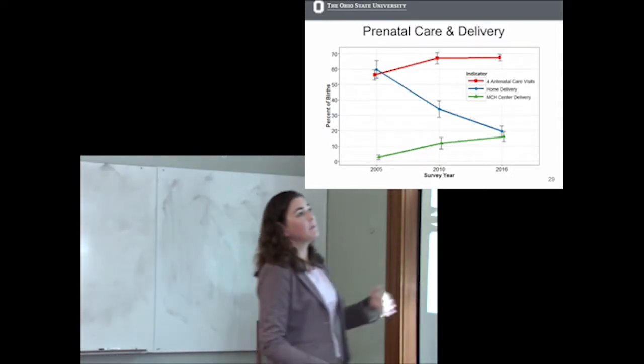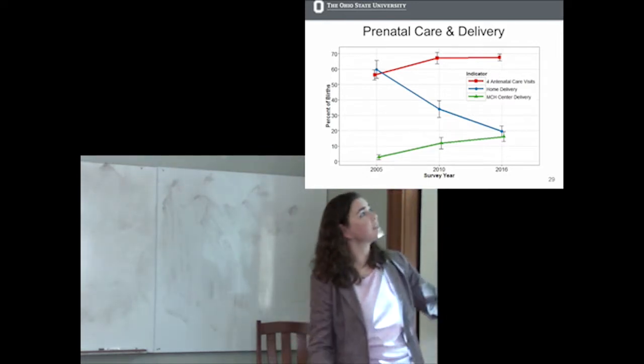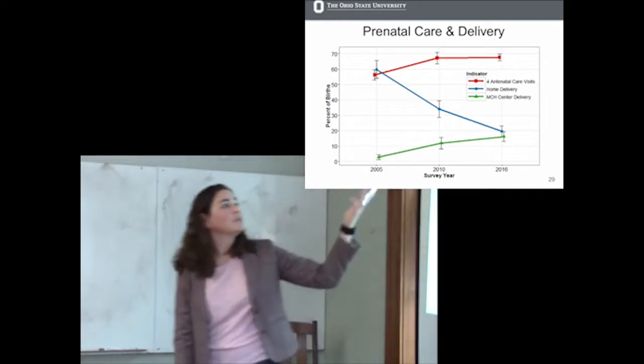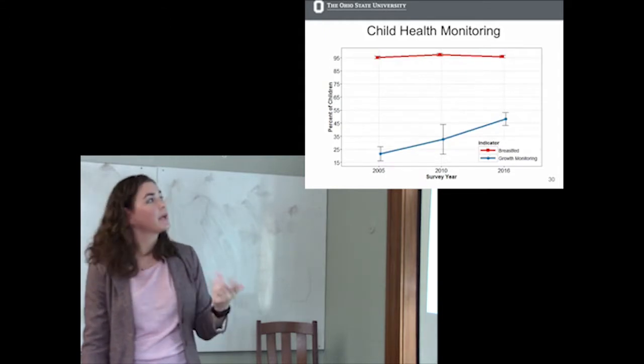Prenatal care, here's the MCH deliveries going up. That's good. That's a skilled birthing center. We see home deliveries take a nosedive over time. And we see antenatal care visits increase, which is good, although it's pretty high to begin with.